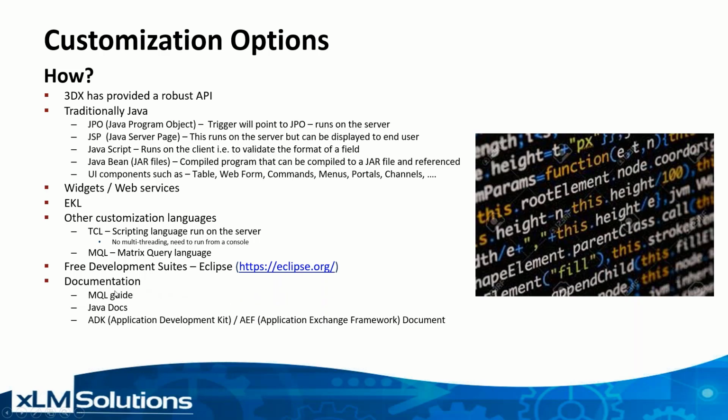And then, as mentioned, all the stuff is really provided within the Dassault documentation. So there are MQL guides, there are API guides, or Java Docs, which have guides. There's an application development kit reference for developing integrations, etc. So there's a lot of documentation out there. It's just a matter of reading and understanding that documentation.